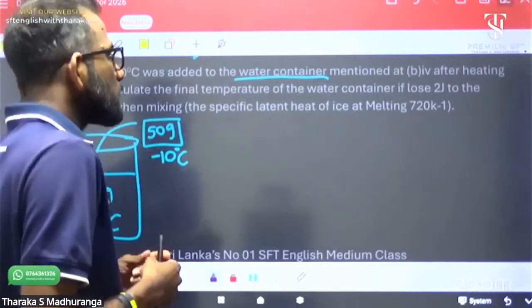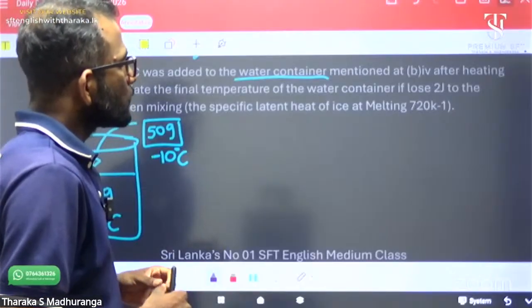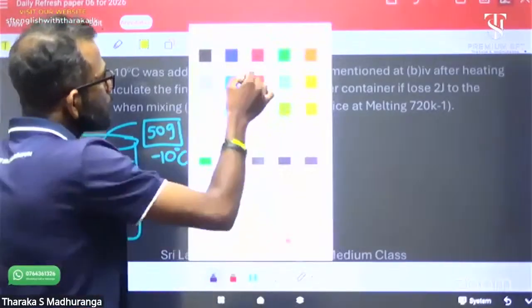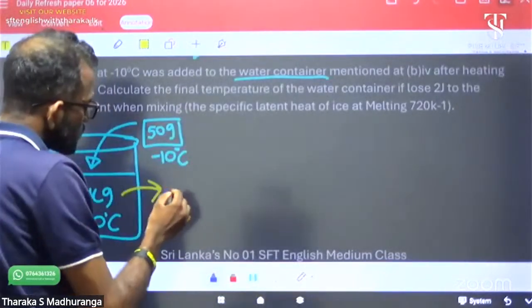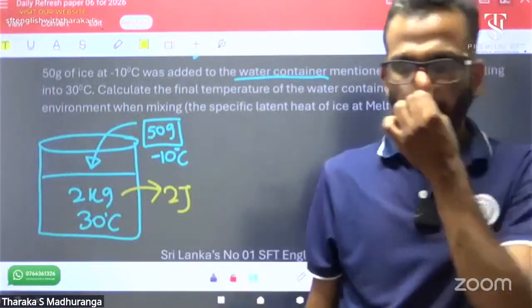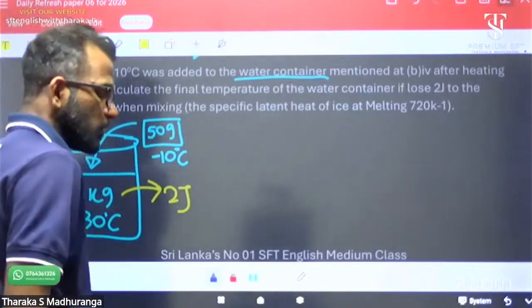Calculate the final temperature of the water of the container, if 2 joules are lost. Yeah, 2 joules lost to the environment. 2 joules have been lost when it is mixing. Okay.